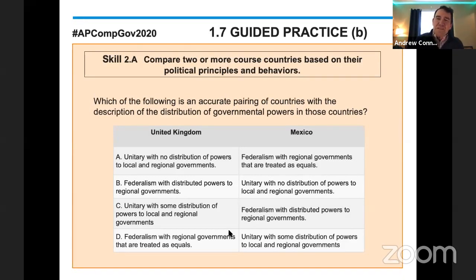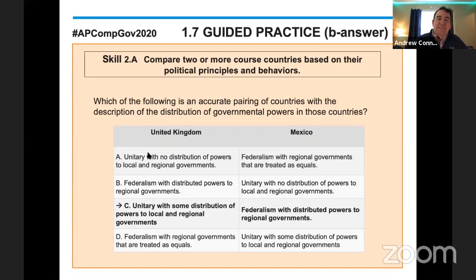And hopefully you narrowed in on that Mexico is federal, the United Kingdom is unitary, and once you narrowed that down, hopefully you got C as the answer. The United Kingdom is unitary, but with some distribution of powers to local and regional governments, whereas Mexico is federal, or is federalism with distributed powers to regional governments.